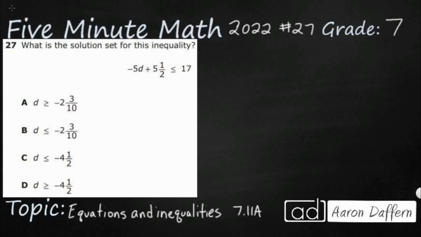So we've got an inequality here. We need to solve for the solution set. So let's start with this right here. It seems pretty straightforward, right? To isolate this variable, we need to subtract 5.5 from both sides. And you see we're immediately getting into an issue here. 17 minus 5.5. All right, so there's a few different ways we can do that.